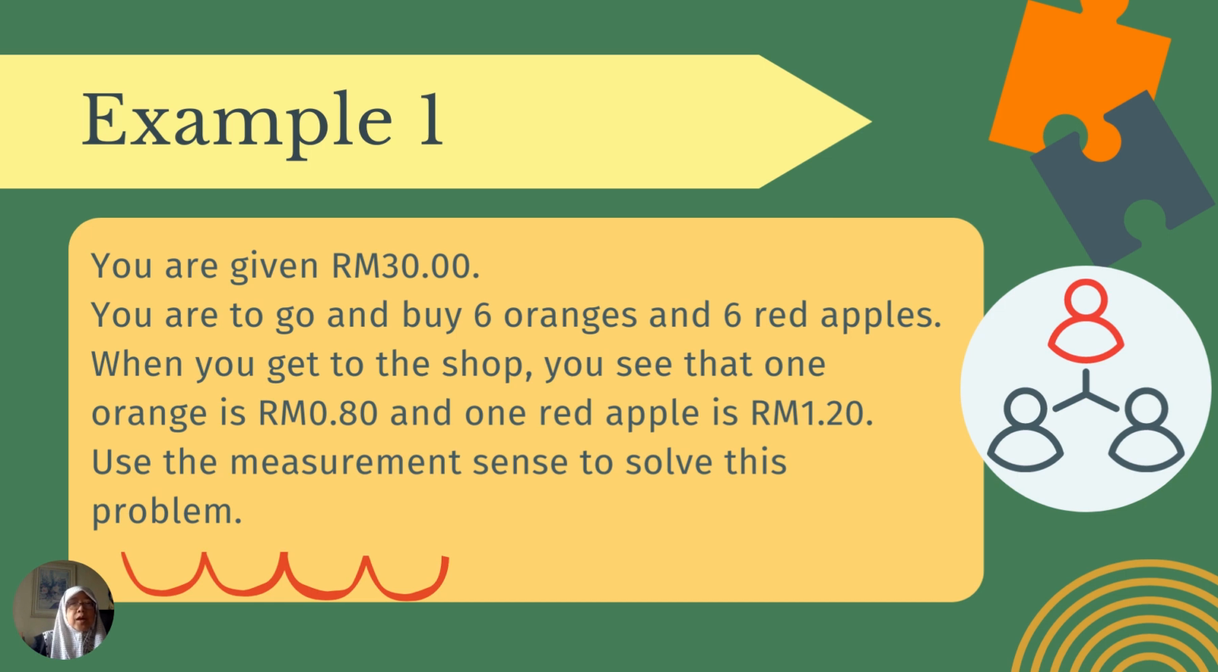Example one. You are given 30 ringgit. You are to go and buy 6 oranges and 6 red apples. When you get to the shop, you see that one orange is 80 cent, and one red apple is 1 ringgit 20 cent. Use the measurement sense to solve this problem.